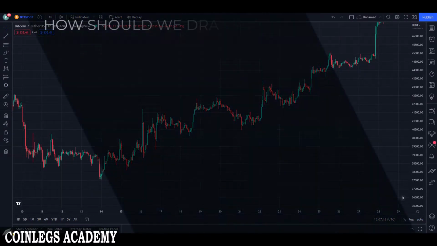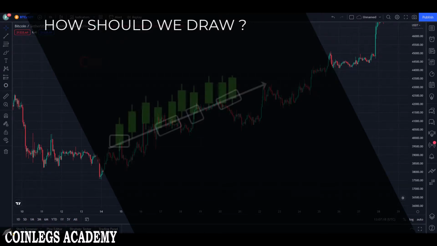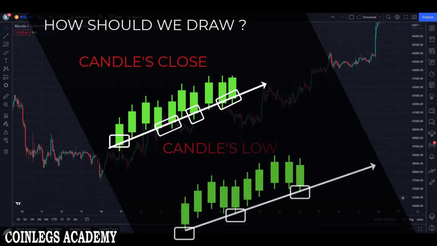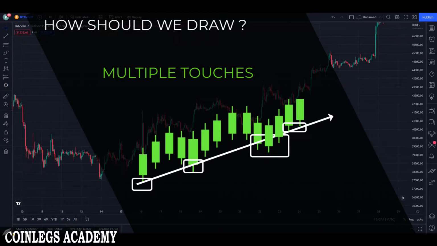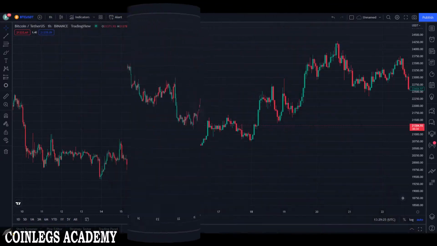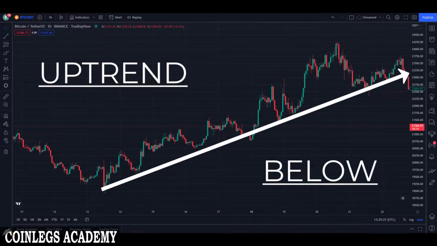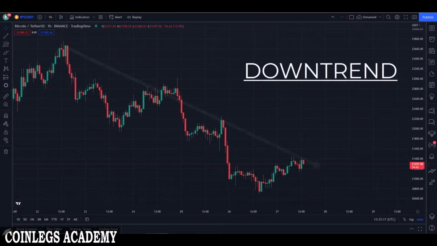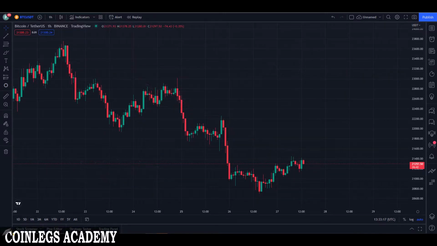As for how we should draw trend lines, instead of dealing with questions like should we draw them to candles close or candles low, we should focus on where we get the multiple touches. A good trend requires at least 3 touches. If we have an uptrend, we need to draw our trend line below the price. If we have a downtrend, we need to draw our trend line above the price.